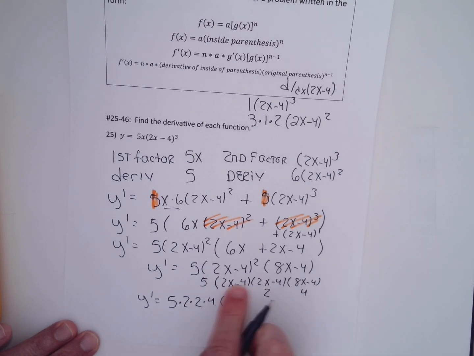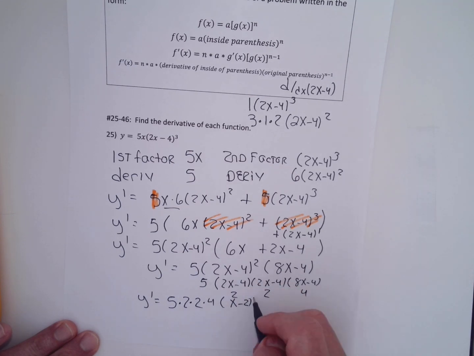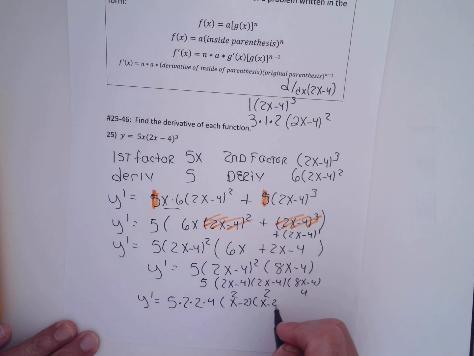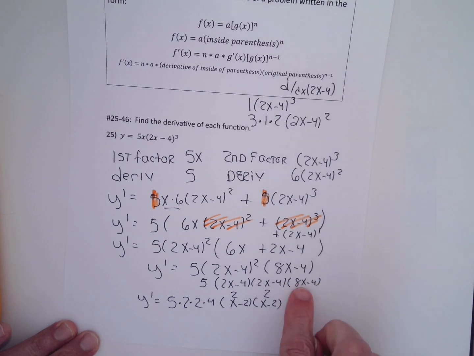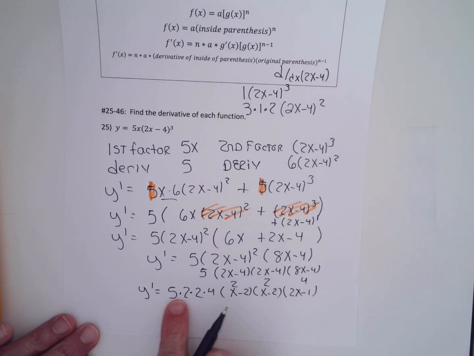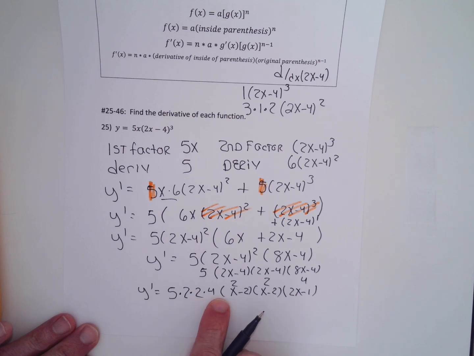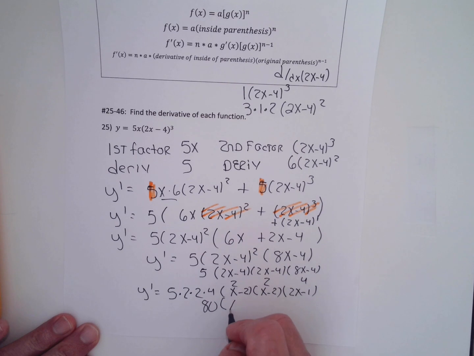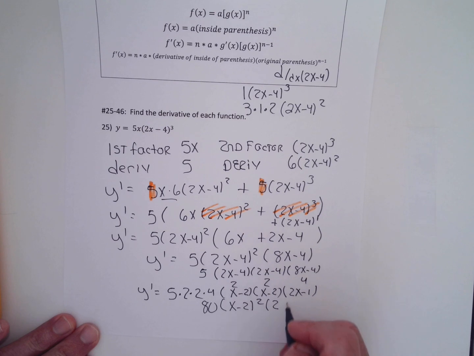Factoring out a 2 from this, you'd be left with an x minus 2. Factoring out a 2 from this, you'd be left with an x minus 2. Factoring out a 4 from this, I'll go 8 divided by 4 and get 2, leave the x. 4 divided by 4 and get 1. Multiply these common factors up. 5 times 2 is 10, times 2 is 20, times 4 is 80. I have double x minus 2's, so times x minus 2 squared times 2x minus 1.